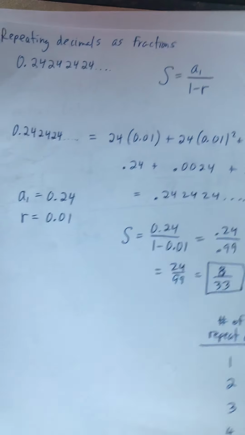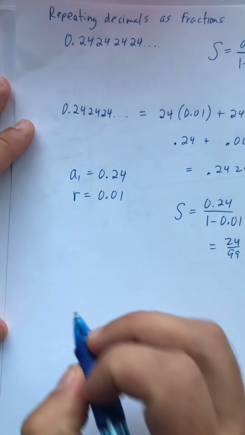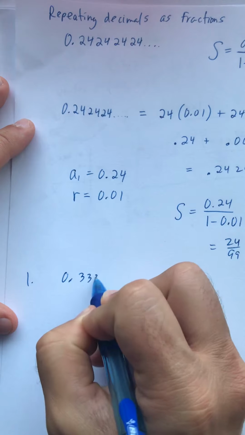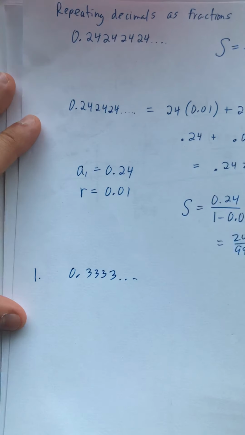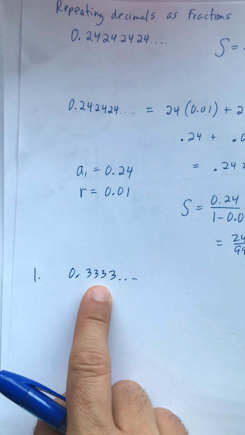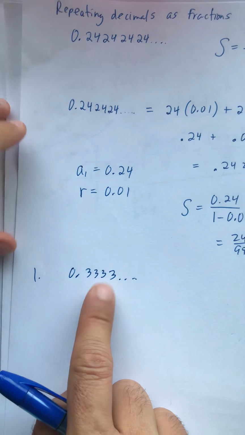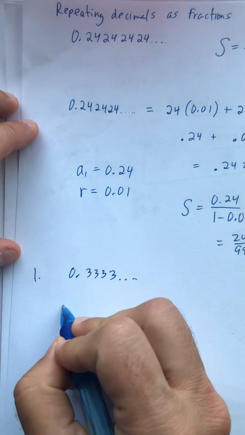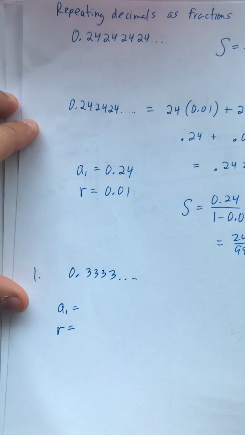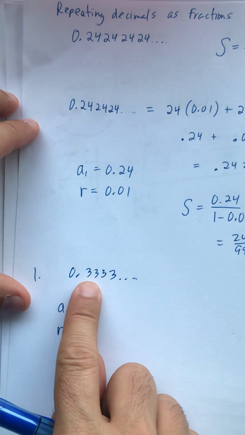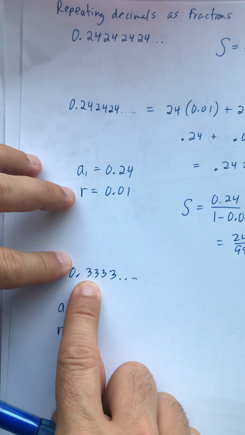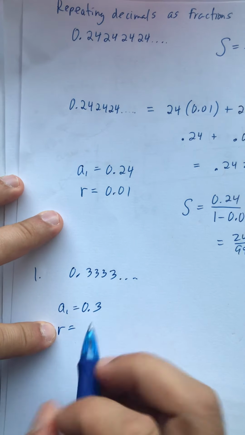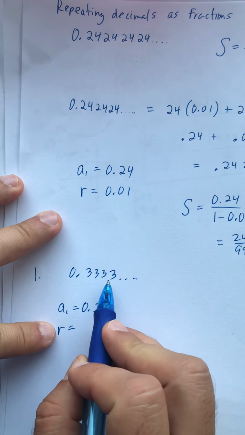So let's do another one. Let's do two examples. I want to do 0.333333 repeating. Now, some of you may already know what this is. This is probably the most common one. You already might know what this is as a fraction, but let's figure it out. All I need to know is a1 and r. So a1 is the first one before it repeats. So 0.3 is my a1. For r, only one digit is repeating.